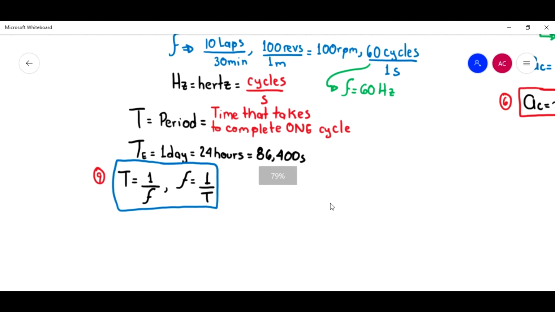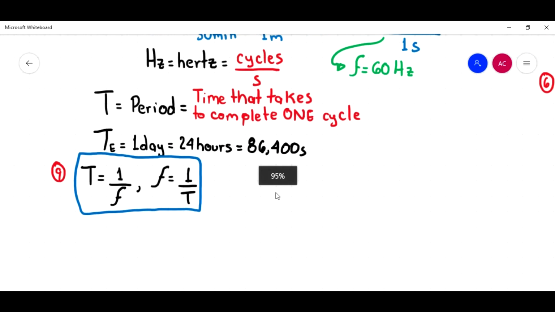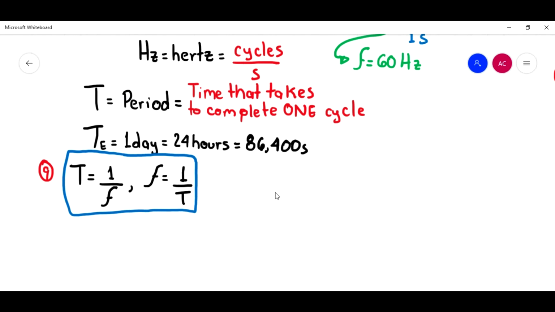And for example, let's see the previous example of the frequency of 60 hertz. Okay, frequency equals 60 hertz. That is the number of cycles in 1 second. But what if I want to find the period of that object?